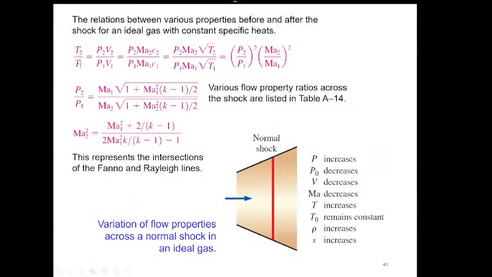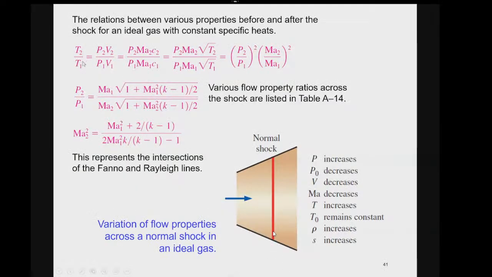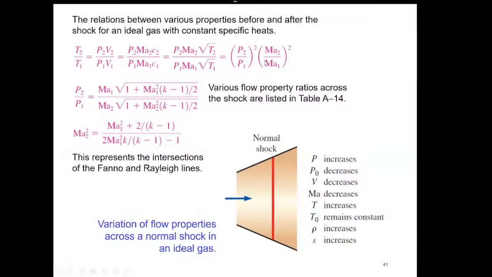It is difficult to spell out one by one. So I can say the ratio of temperature, before and after, T2 over T1, when you put into account, the final equation will be the ratio of pressure squared multiplied by the Mach number ratio. So before, after and before. This is for the T2 over T1.